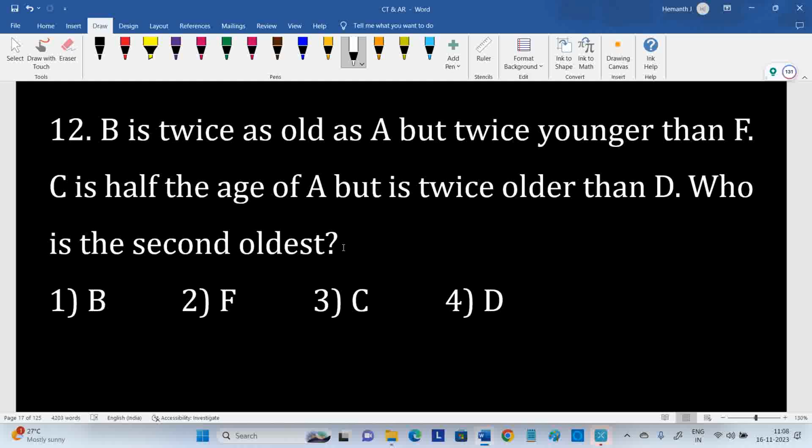Now see the 12th one. B is twice as old as A, but twice younger than F. C is half the age of A, but is twice older than D. Who is the second oldest? We need to put them in order. Who is the second oldest? Here we have A, B, C, D, F. E is not there.